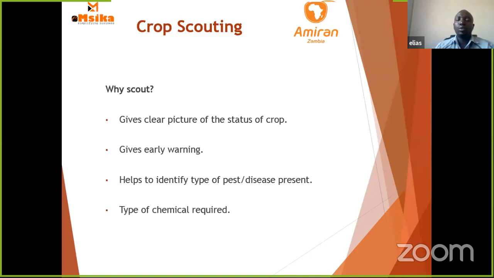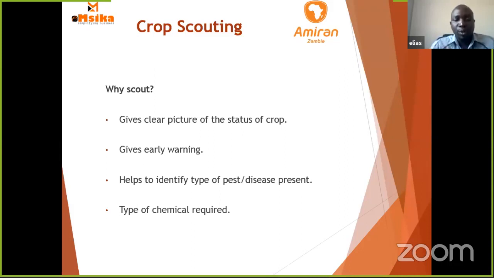Then it will also give you an early warning. If you discover something as you are doing your scouting on that particular day, it will give you an early indication of what is present in the field. And it will also help you make a better decision in terms of the solution that you're supposed to bring pertaining to what you have found in the field. So the earlier, the better.